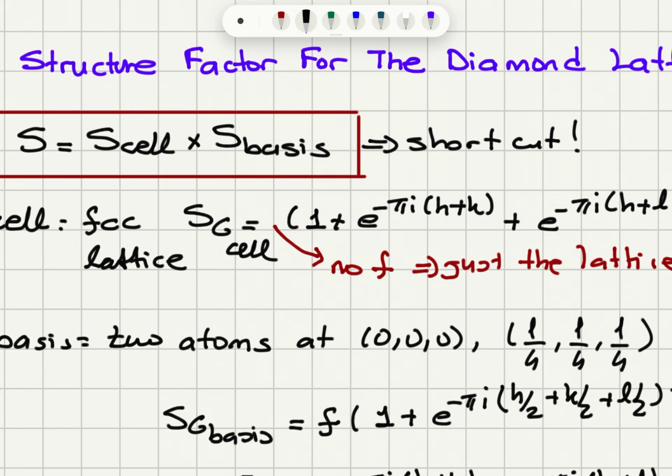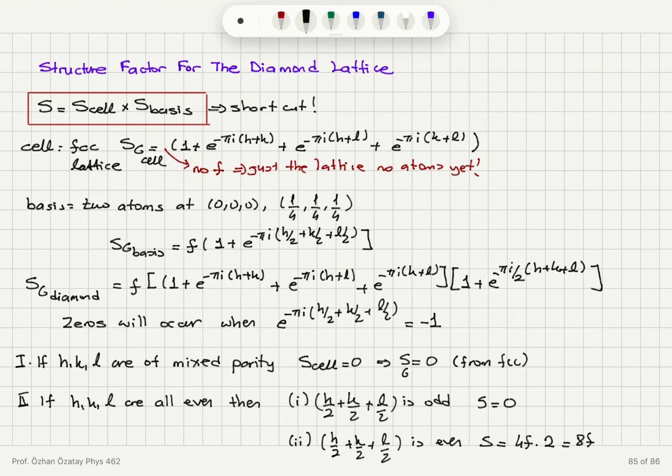If we multiply them, the exponentials, the powers will add up. So it's just a shortcut. So for example, I can think of the diamond lattice. The underlying lattice is the face-centered cubic lattice. So this is the diamond crystal structure. The underlying lattice is face-centered cubic, for which I have already calculated the geometrical structure factor.